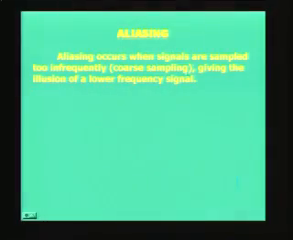What is anti-aliasing? Well, you remember the concept of aliasing with lines, points, circles and any other figures which we draw. So, we need to remove the effect of the aliasing. The other terms which were used in aliasing were jaggies or staircases. So, if you look at aliasing, it occurs when signals are sampled too infrequently, that is, we have coarse sampling done, giving the illusion of a lower frequency signal.